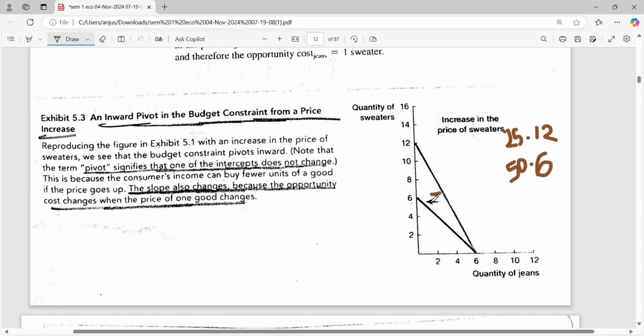It pivots because earlier you had 25 rupees, so 25 multiplied with 12 gave you 300, but now it's 50 rupees, so 50 multiplied by 6 gives you 300. That's the thing. Here the opportunity cost changes, slope changes.